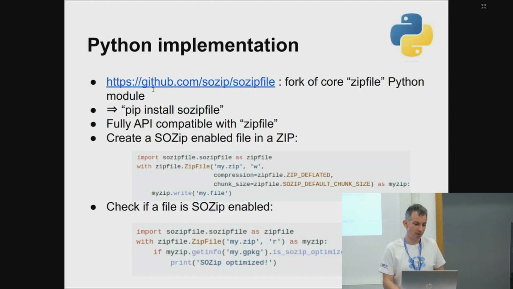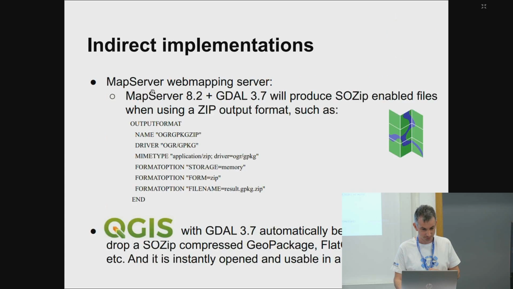There's also a Python implementation, which is actually a fork of the core zipfile Python module. So you can install it with pip install sozipfile. As a fork, it has an API which is fully compatible with the existing module, and with just a few new keywords, you can create a SOZip-enabled archive instead of a regular zip. And you can check if a file is SOZip-enabled.